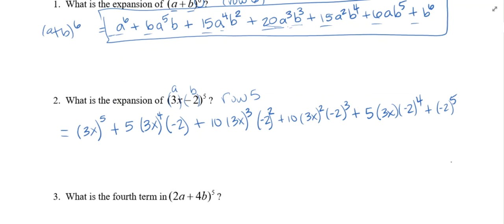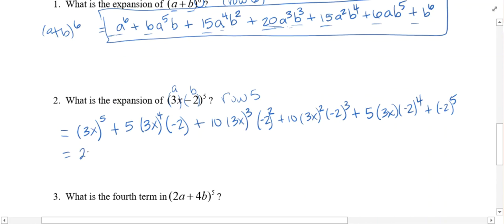We just need to simplify it a little bit, because we can simplify, like, 3 to the 5th power. If you know some of these, that's awesome. If not, just grab your calculator to help you simplify. So 3 to the 5th power is going to be 243 x to the 5th.